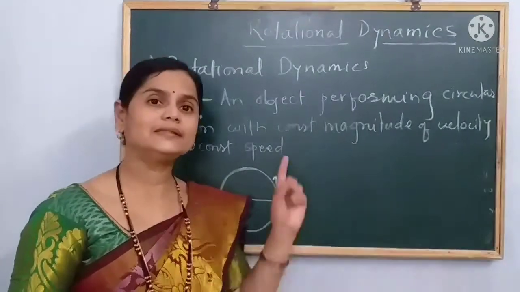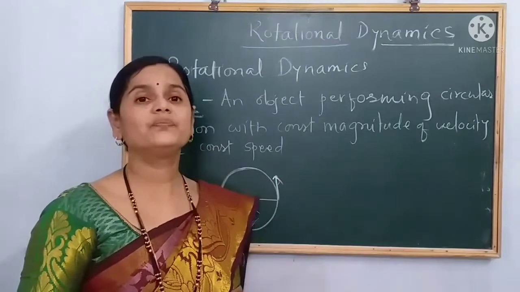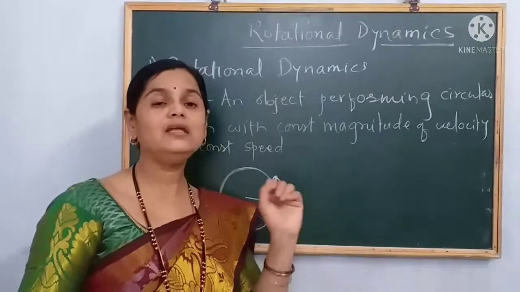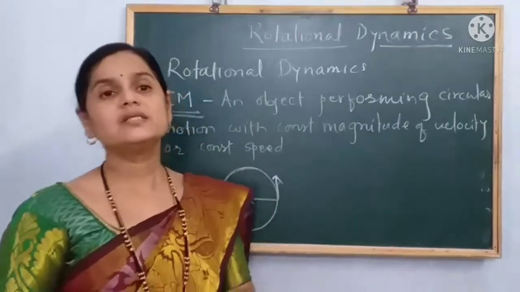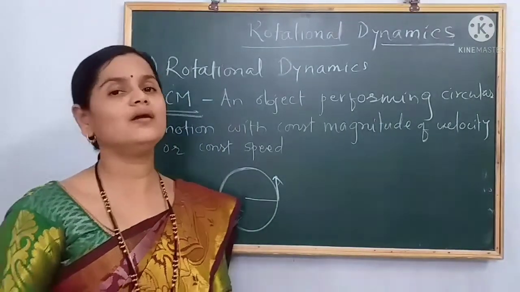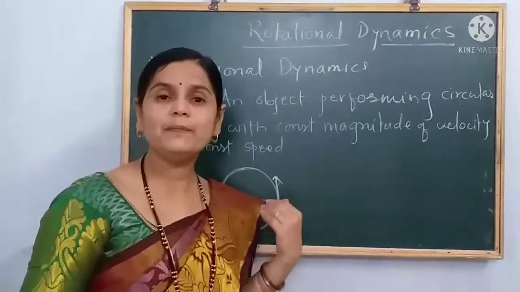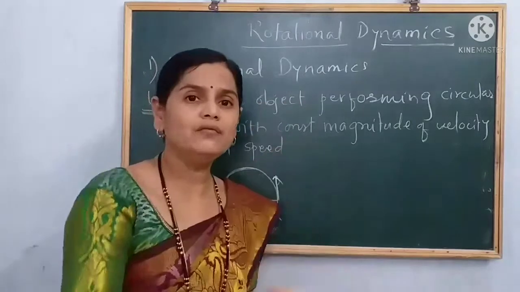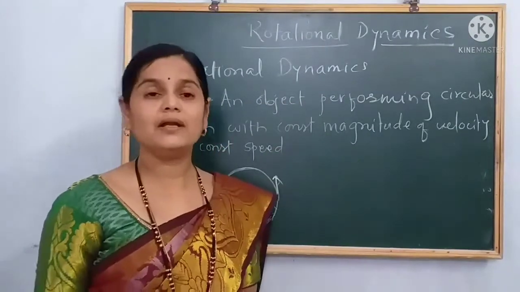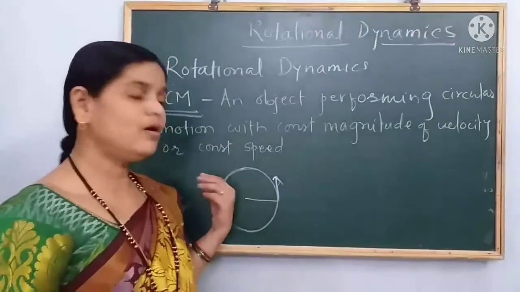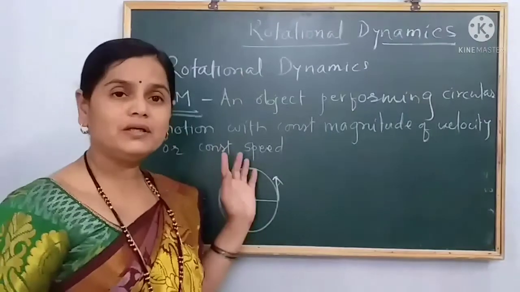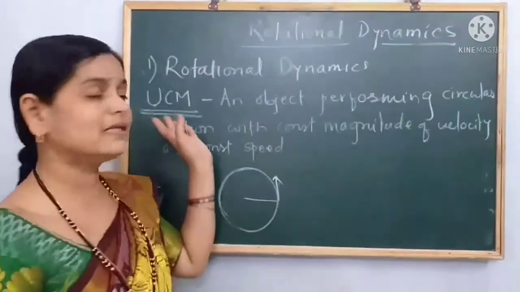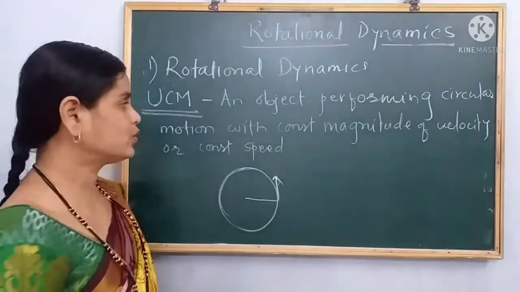That is, it traces equal angle in equal intervals of time. Such a motion we call a periodic motion. So circular motion is a periodic motion. For completing one revolution it takes equal time, and thereby we call it a periodic motion. This is one of the characteristics of uniform circular motion.